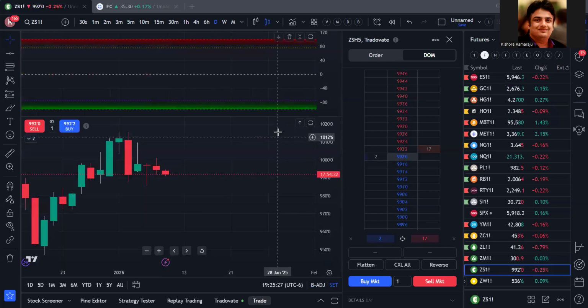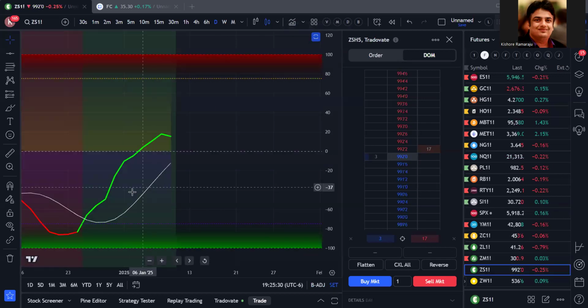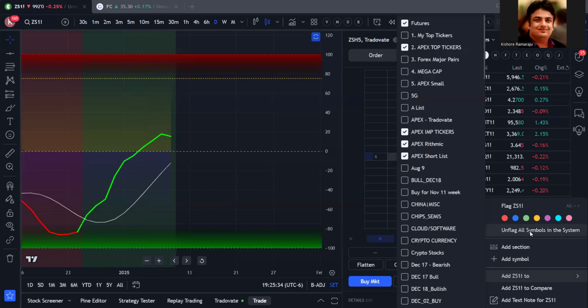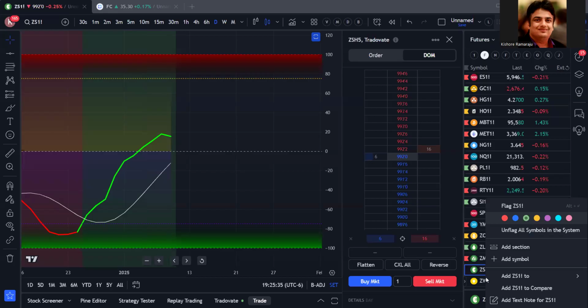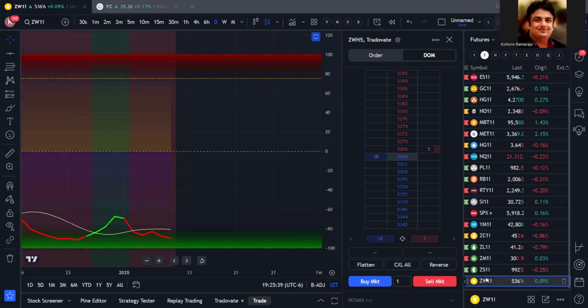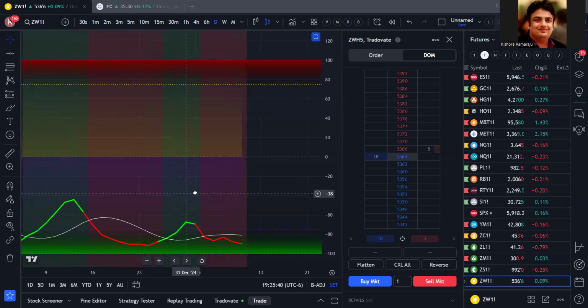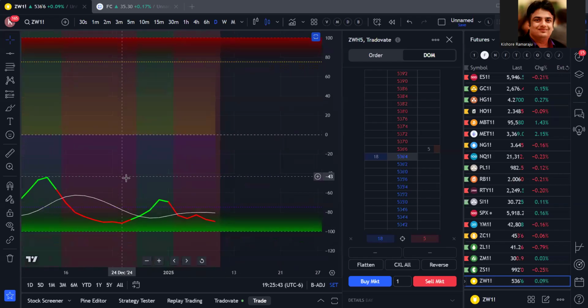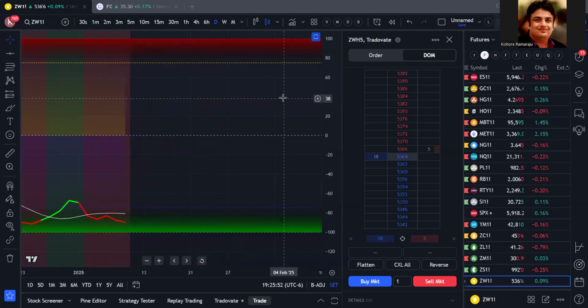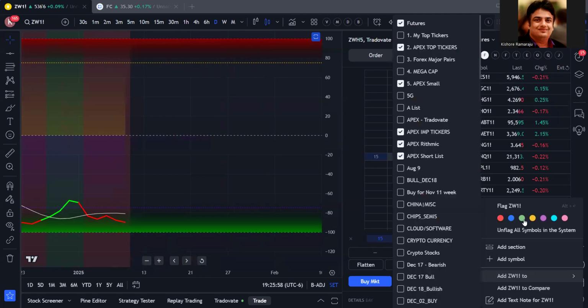Then ZS. So here you can see buyers are in control. Then wheat. So wheat also is oversold. Buyers are trying to take control, but sellers are bringing it down. Maybe once or twice this will happen, and then buyers will take the control. It will start going up. So as of now, it is risky to short. It is also risky to go long. So better you don't take anything.